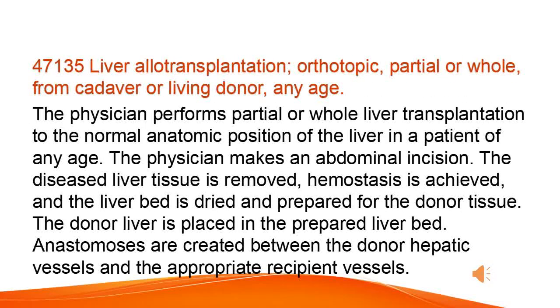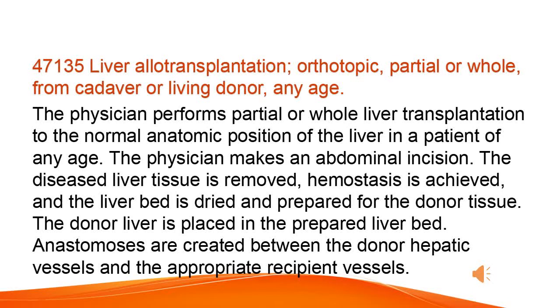Liver allotransplantation, orthotopic, partial or whole, from cadaver or living donor, any age. The physician performs partial or whole liver transplantation to the normal anatomic position of the liver in a patient of any age. The physician makes an abdominal incision. The diseased liver tissue is removed, hemostasis is achieved, and the liver bed is dried and prepared for the donor tissue. The donor liver is placed in the prepared liver bed.